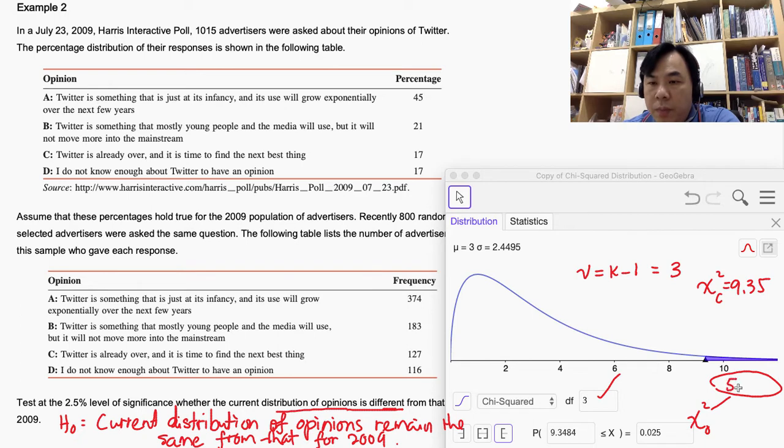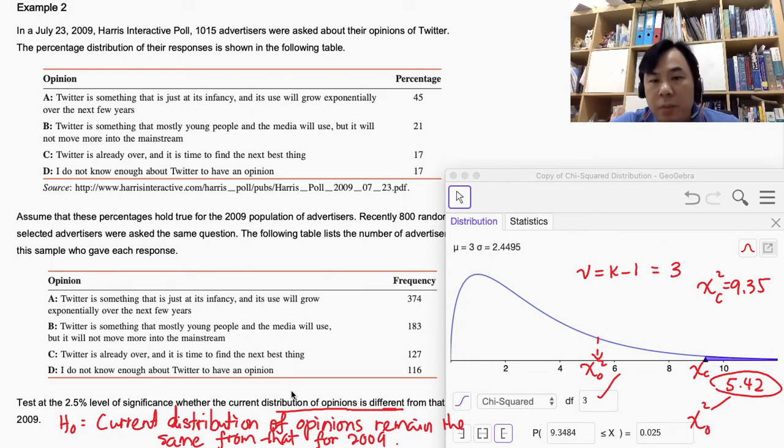Whereas our observed chi-square value is 5.42. So this is the critical value here, and our observed is somewhere here. Our observed is 5 point something, so it is over here. Now this part is our observed chi-square. You can see that our observed chi-square is located outside of the rejection region. Therefore, we do not have sufficient evidence to reject our null hypothesis. Therefore, we can conclude that the current distribution of the opinions remains the same as that for the year 2009 percentage. Okay, I hope that is clear.